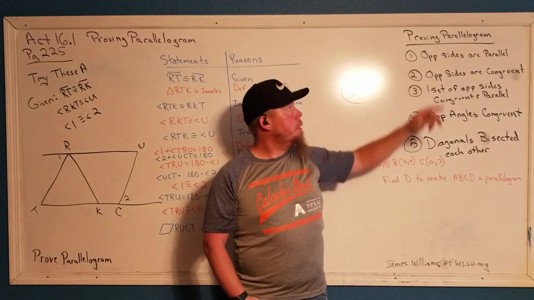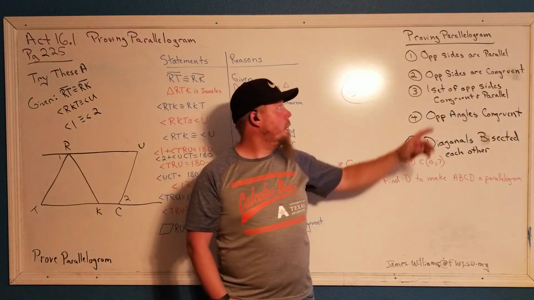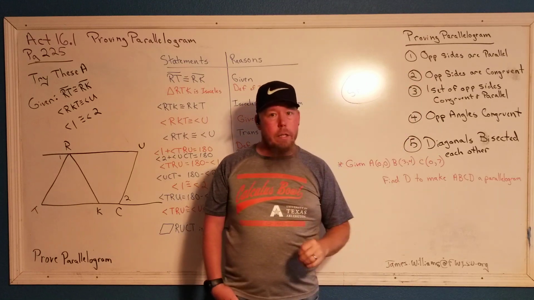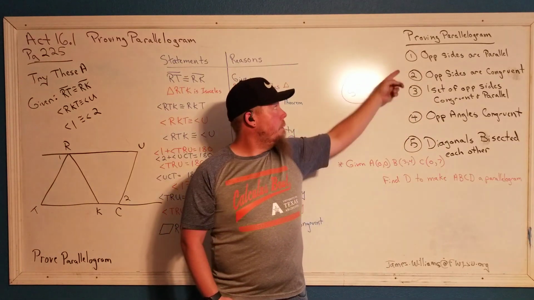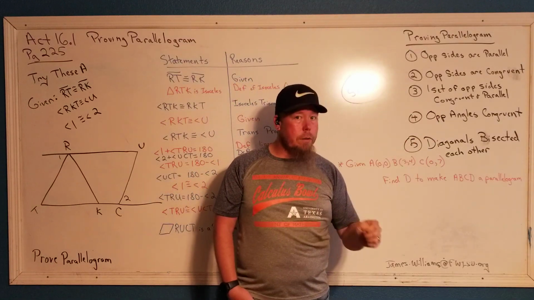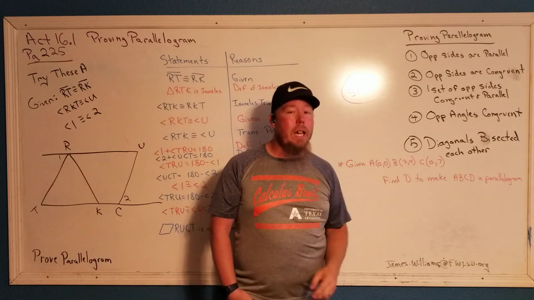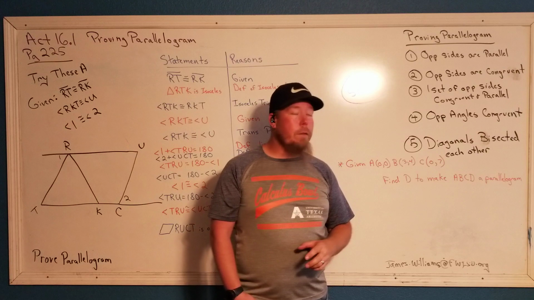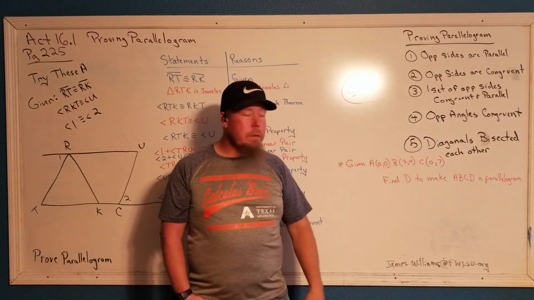a parallelogram. First one, opposite sides are parallel, pretty straightforward. Opposite sides are congruent. And so those are the first two. Those ones are pretty straightforward. Then we have one set of opposite sides is congruent and parallel. We have opposite angles are congruent. We don't do that one as much on a graph, but that does work if you can prove the angles are congruent. And then the diagonals bisect each other.